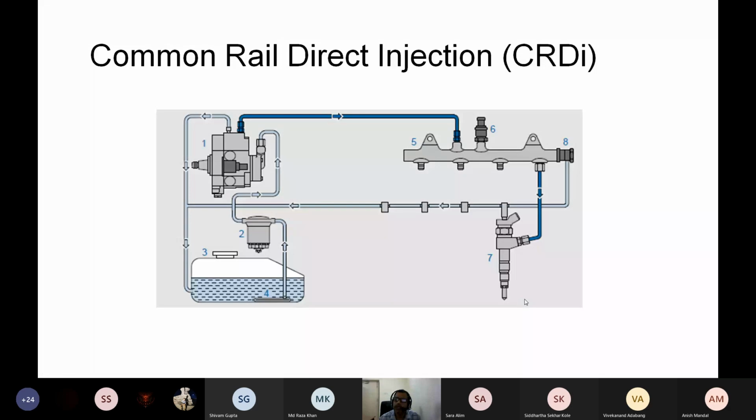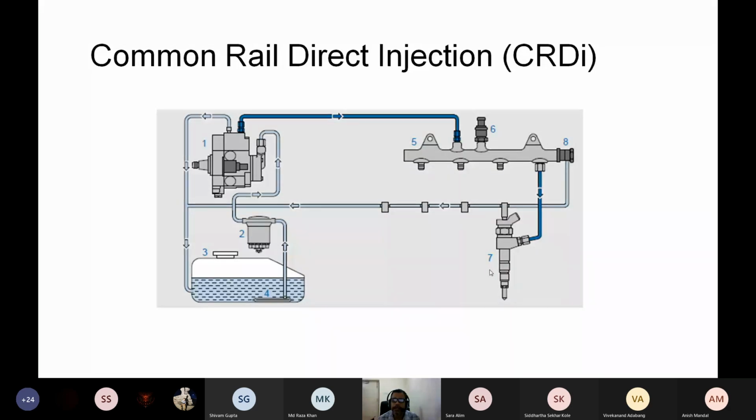Because the rail acts as an accumulator, we control the fuel injection pressure with the help of sensors 6 and 8. The fuel injection pressure, in fact, is independent of the engine speed. Whatever the engine speed, it does not matter, because here the fuel pressure is already accumulated, so we can vary the fuel injection pressure as required. So that's the way of a simple control system.